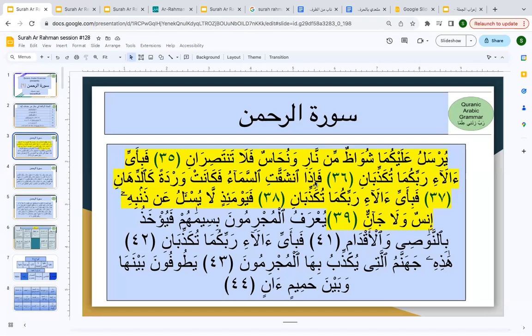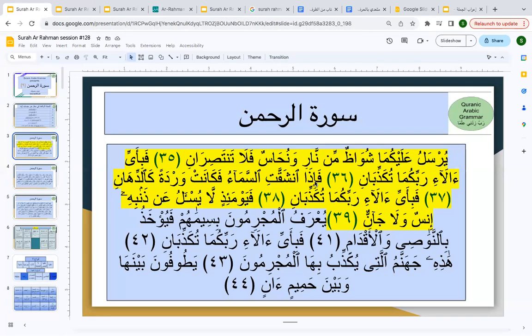What's the status? Fi mahalli jarrin, barakallahu feek, my dear sisters. I'm going to take it as a right answer. It is fi mahalli jarrin because it is mudaf ilayhi for iza. Okay. After that, I am seeing that there is a fa that is telling me the sequence of the event.